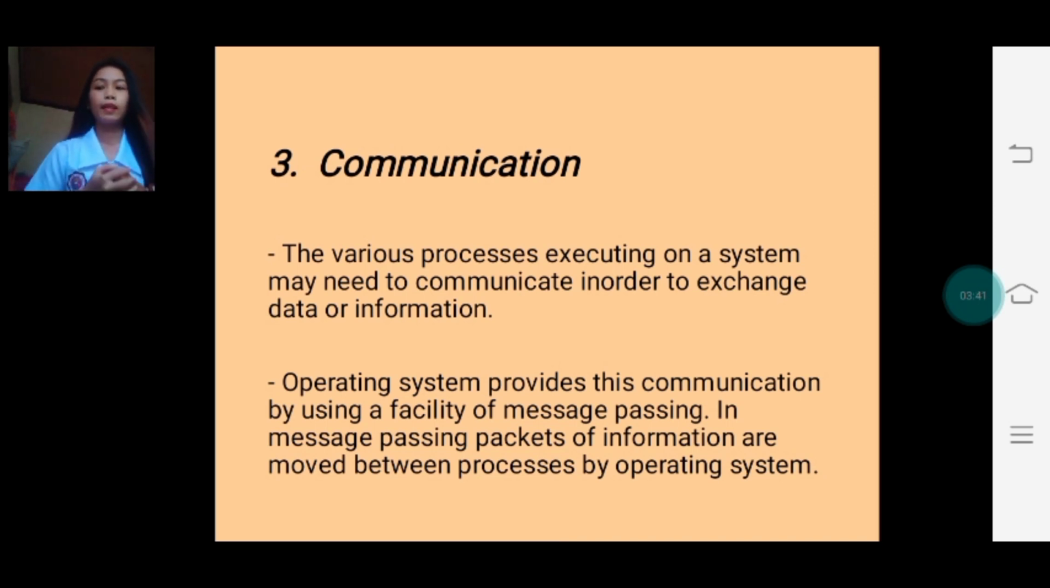So in addition, there are five of the most common operating systems. First is Microsoft Windows, second is Apple Mac OS, third is Linux, fourth is Android, and fifth is Apple iOS.